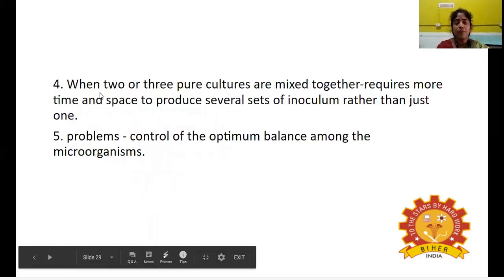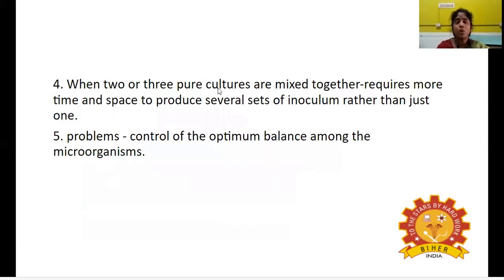And the fourth one is that when we are using two or three cultures together, it requires more time and space for their growth and development, including time for their adaptation to the utilization of the substrate by a particular microorganism to be converted into the product, rather than if we are using one source of culture. So it needs more space and time for producing the inoculum, which will impact the product formation.